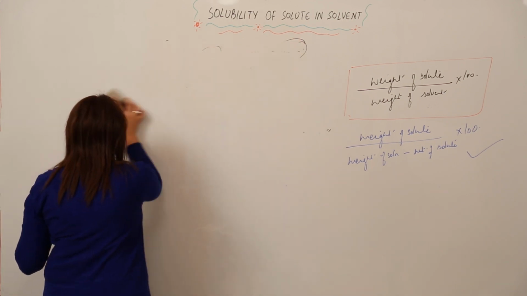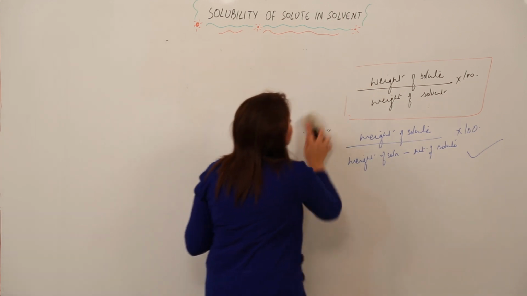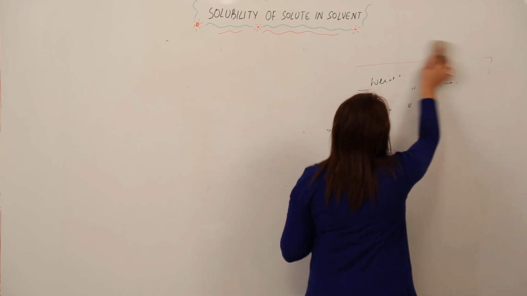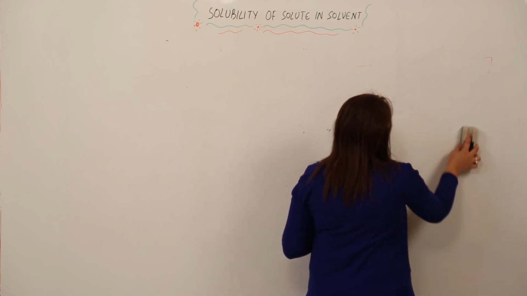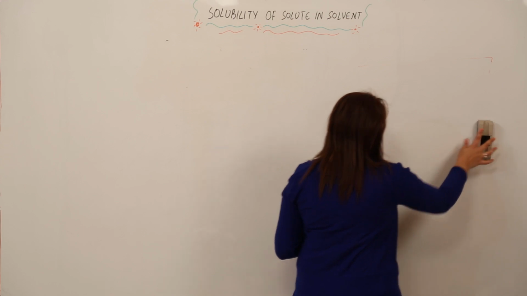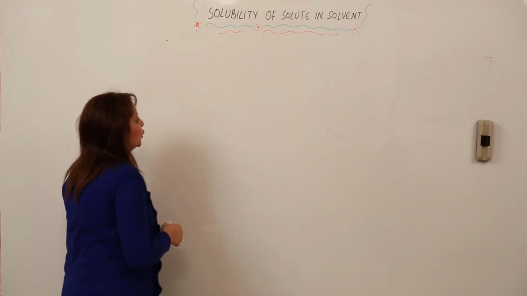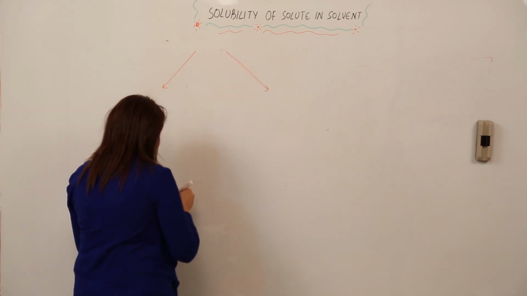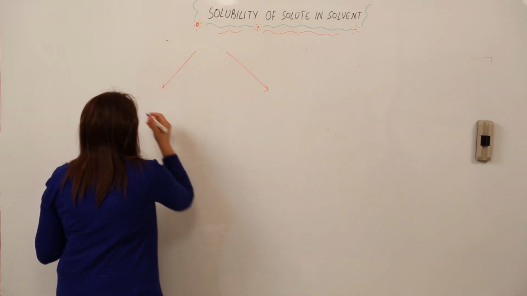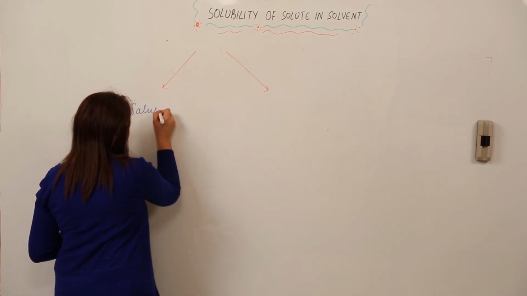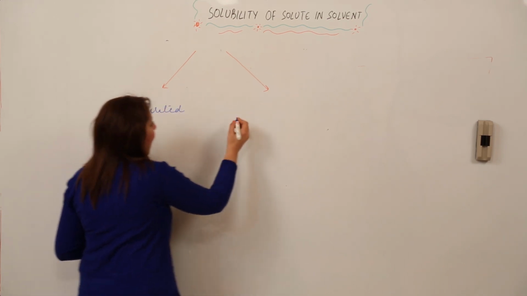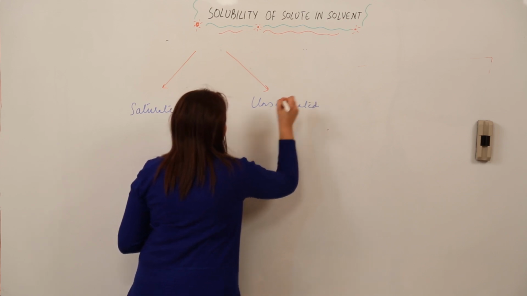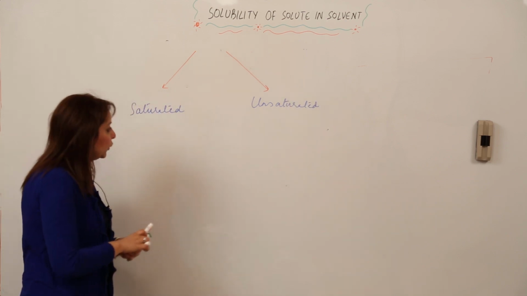On what factor have I said? It is on the factor of what the solubility is, or which solvent can dissolve solute up to what extent. We have classified solutions into two categories, right. So the two categories we have are saturated solution and unsaturated solution. Now what is the difference between the two?